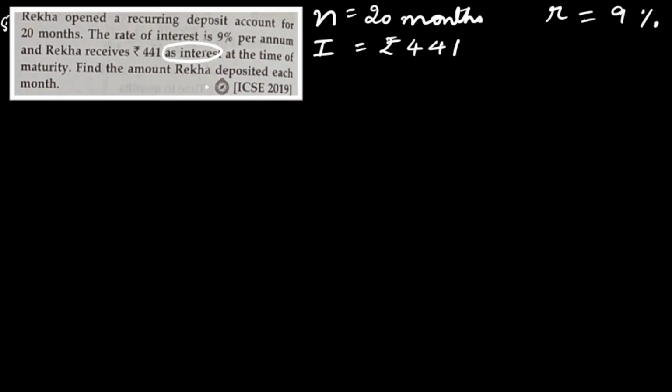What we have to find? Find the amount Rekha deposited every month. So every month, whatever amount is deposited, that amount is principal amount. So P we have to find here.